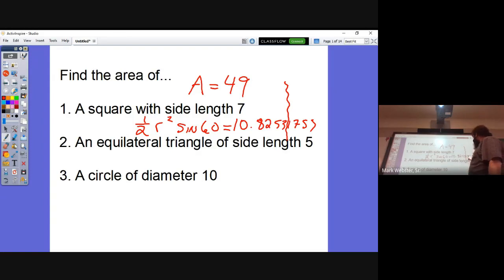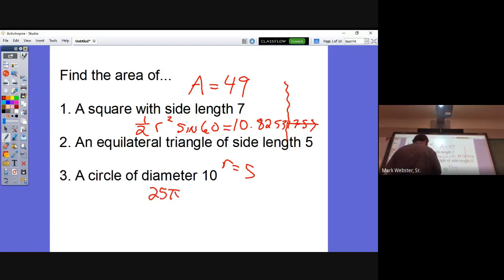10.8253 units. And then lastly, a circle of diameter 10. Well, if the diameter is 10, that means the radius is 5. So we're going to go through pi r squared, 25 pi for our area.